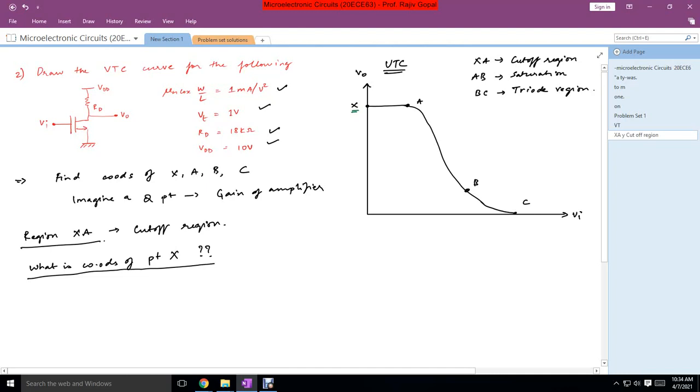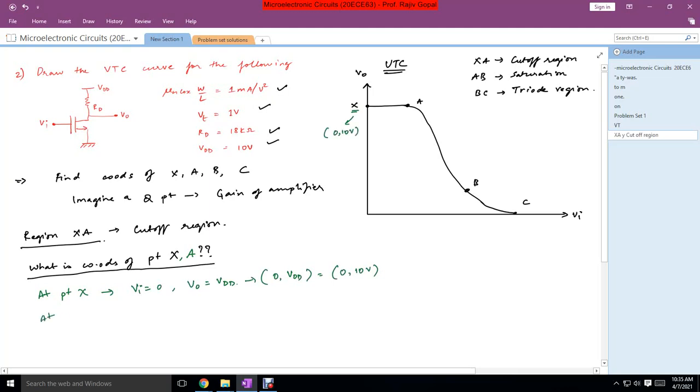X and A, in fact, you can tell straight away. Simple. Remember, at point X, when Vi is actually 0, V naught is VDD, right? So obviously the coordinate here is 0 comma VDD, which is 0 comma 10 volts. So point X is 0 comma 10 volts.